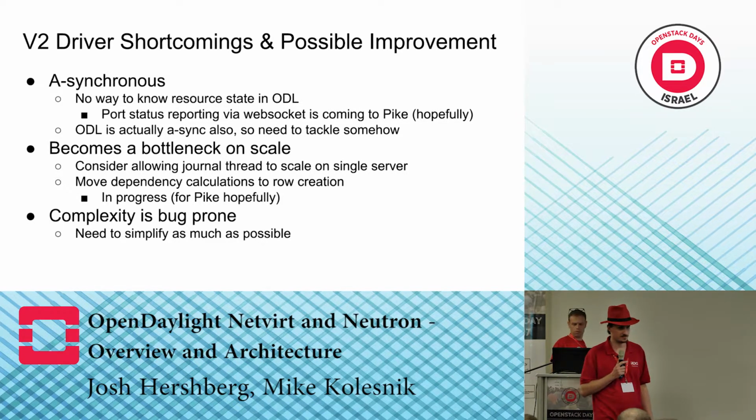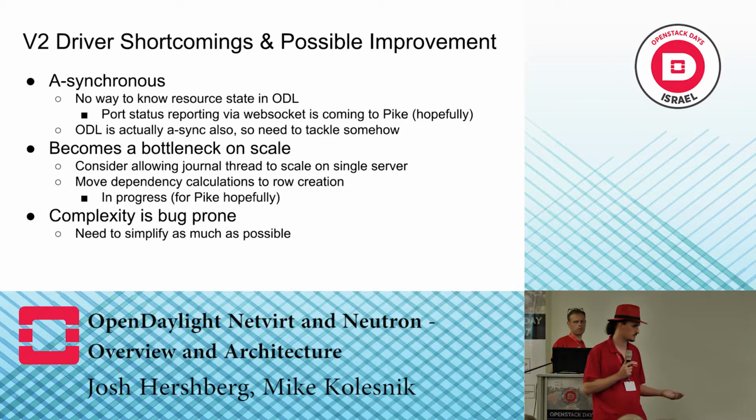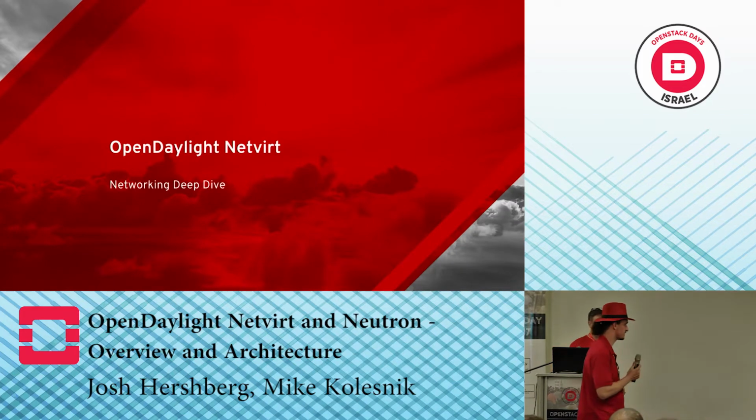And obviously, this is a more complex solution, as I said. The first solution was very naive. It was very simple, so we didn't have many bugs. Now it's more complex. There's a lot of bookkeeping code in there. So we need to simplify it as much as possible. But that's the general direction, this journal approach. That's the general direction OpenDaylight is taking right now for the Neutron integration. Now Josh is going to explain about Netvirt itself.